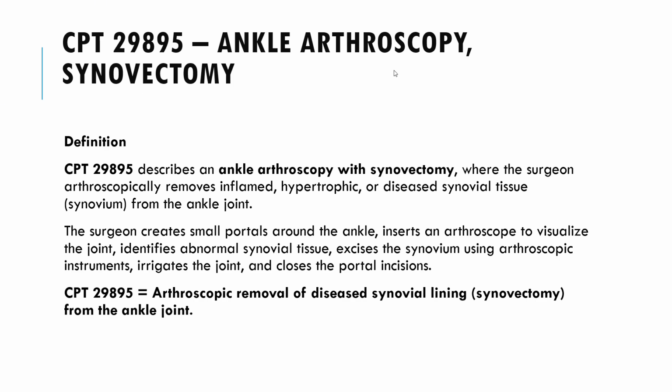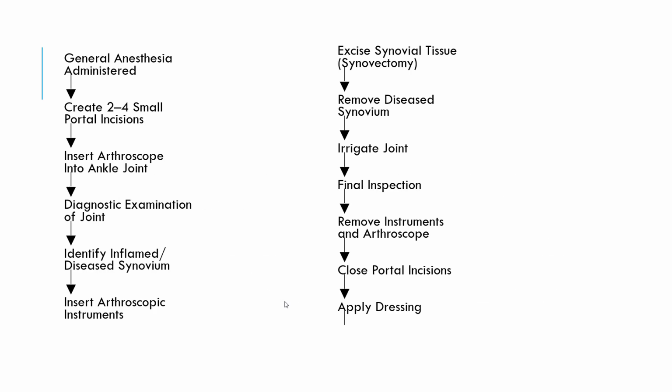Next we have the ankle arthroscopy synovectomy. We have it in the knee also; synovectomy we watched earlier. Here the physician will remove the inflamed, hypertrophic or diseased synovial tissue, or synovium, from the ankle joint. The condition is diseased, hypertrophic or inflamed synovial tissue. Same thing, he will identify the diseased synovial tissue and excise that synovium. So we have 29895 for the removal of diseased synovial lining, that is, the synovectomy from the ankle joint.